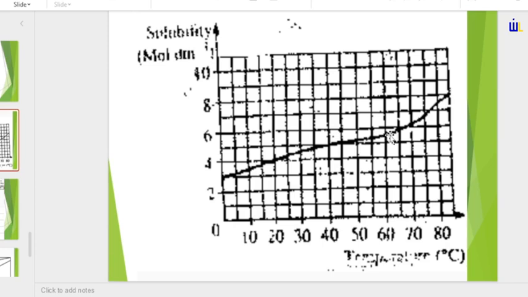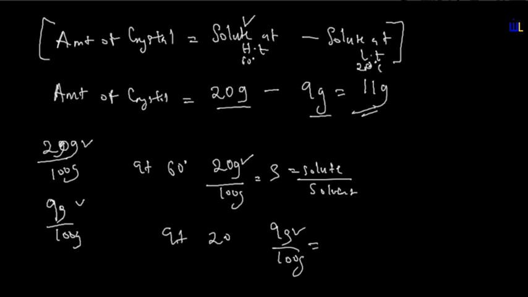Do you agree? Yes, sir. 5.5 what? Mole per dm cube. That's why I said always take note of the unit. Let's put that down. So for this particular question, at 60 degrees, we have 5.5 moles per dm cube. Please hope you know per dm cube means in 1 dm cube.